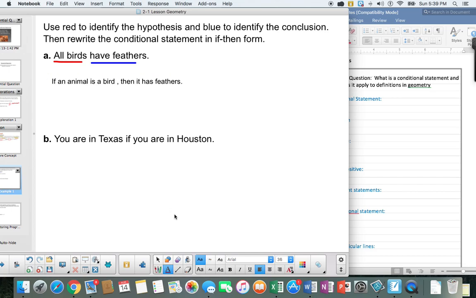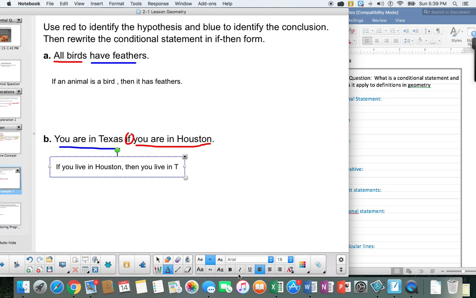Okay, let's take a look at this next one. In this one, I want to identify the hypothesis, and again, here's the word if, so there's a clue. Sometimes we put the hypothesis at the end of the sentence, so this is the hypothesis, and then the conclusion is the rest of the sentence. Now let's see how we're going to write that in if-then form. So, if you live in Houston, then you live in Texas. I said live, you could say are in as well.